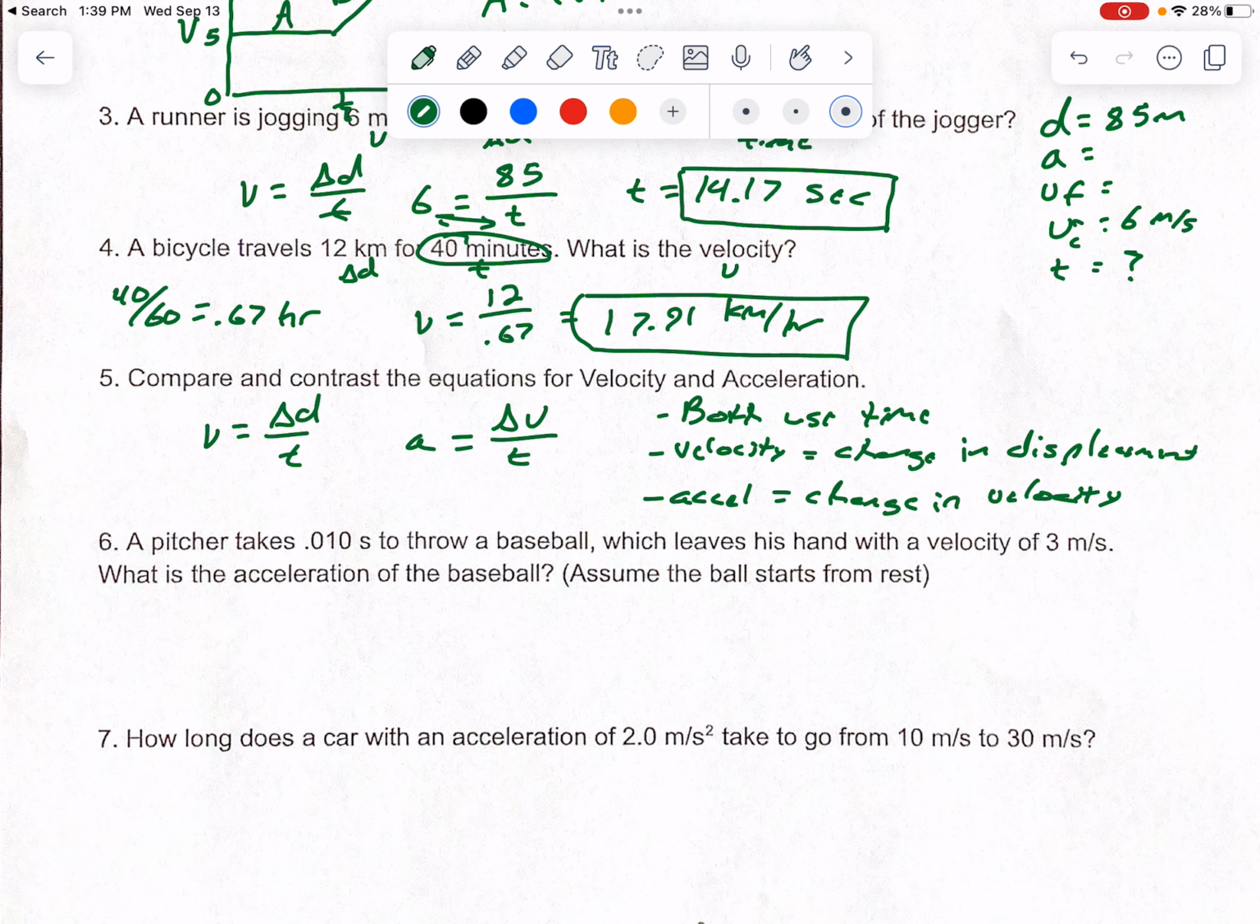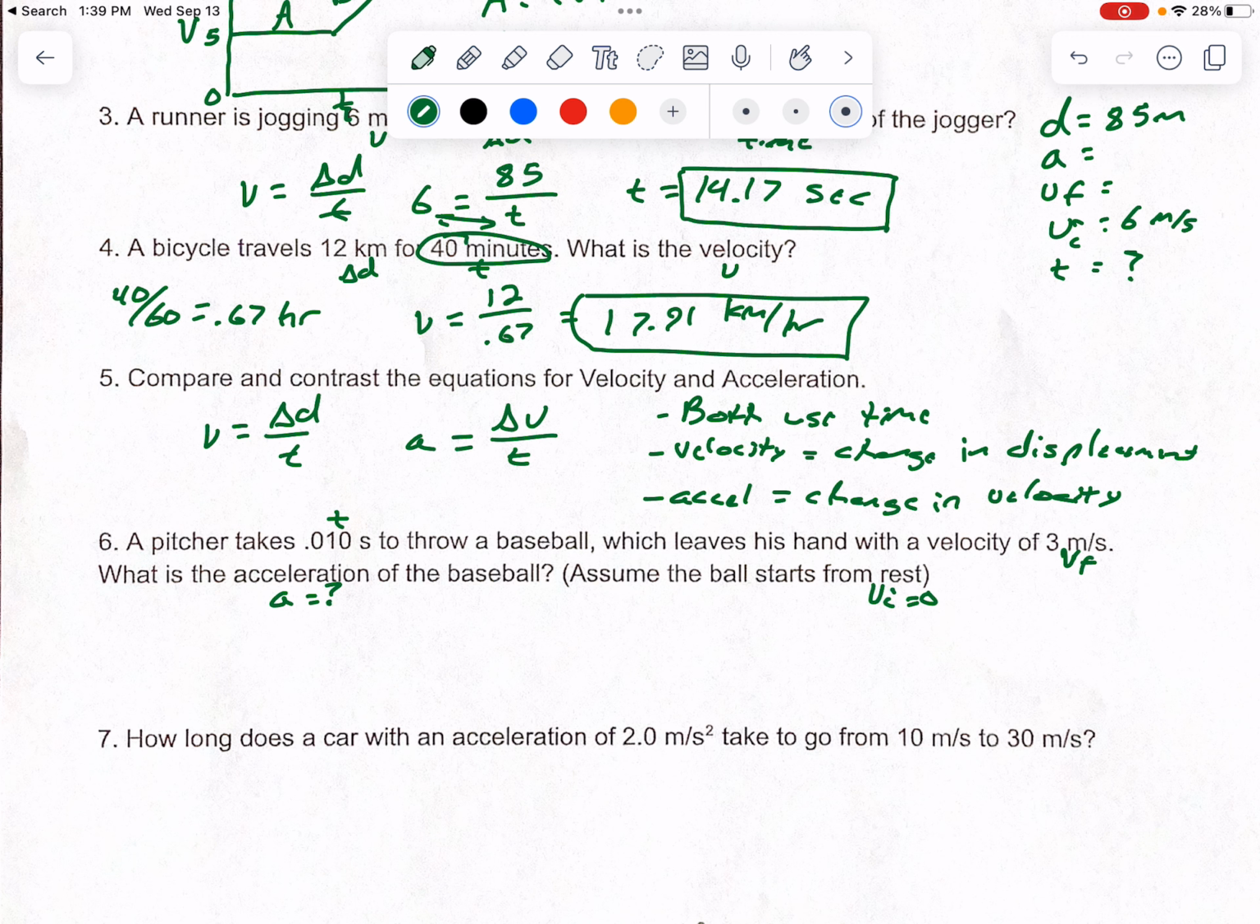6, a pitcher takes 0.010 seconds, so that's time, to throw a baseball which leaves his hand with a velocity of 3 meters per second. So we know that's velocity. Okay, what is the acceleration? So A is your question mark. Okay, assume the ball starts from rest. All right, so that just told me my VI is going to be 0. That means the 3 was my VF.